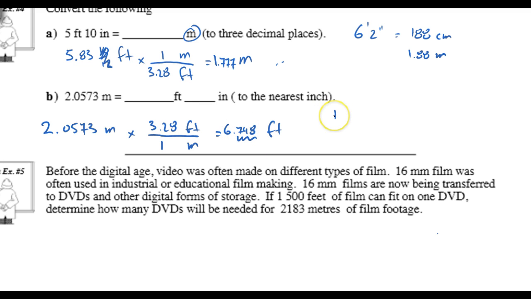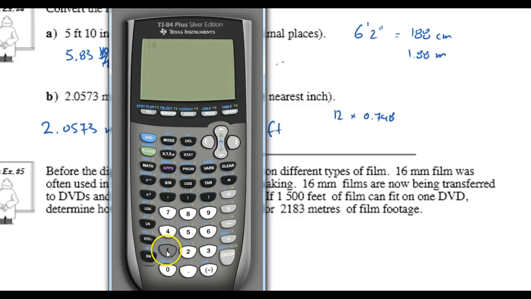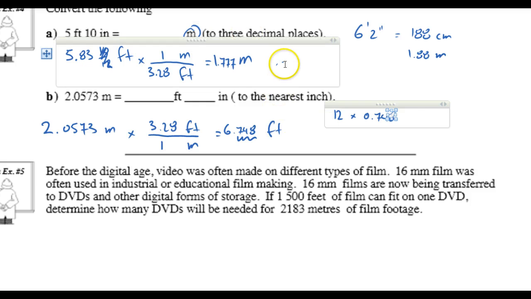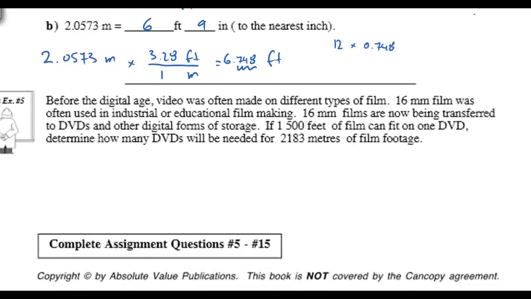Well, all I do is multiply 12 inches times 0.748 to get how many inches that is. Well, not exactly because I have to round, but 12 inches is a foot, so times the 12 by 0.748, oops, I made a mistake there. So 12 times 0.748, it's about, to the nearest inch, 9 inches. So it's 6 feet and 9 inches. Okay. All right, let's keep going.